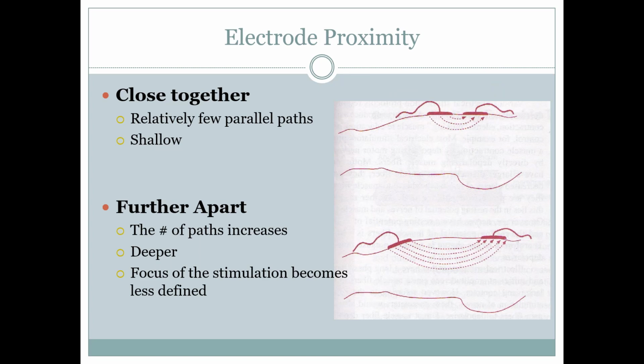A clinician will also have to determine the electrode proximity by determining how deep your target treatment area is. With the electrodes closer together, this is a relatively shallow treatment, as there are few parallel paths for the electrical current to occur. By placing the pads further apart, the number of parallel paths increases, which should in theory result in a deeper treatment. The patient will tell you that the focus of the treatment stimulation becomes less defined.